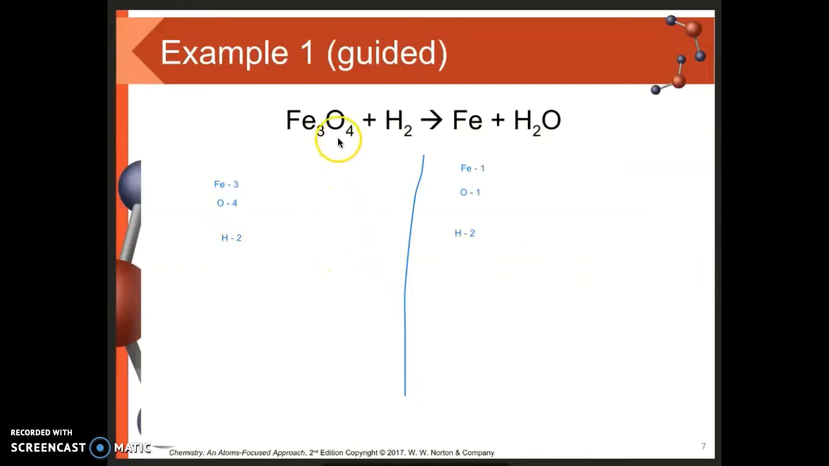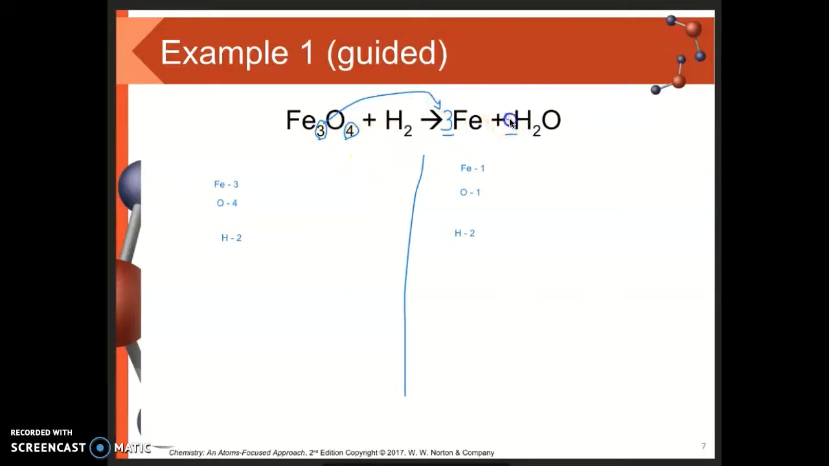Now, one trick I can give you automatically: if we see compounds that have multiple subscripts in them, there's usually a pretty good indication that these are going to be used in making coefficients on the other side. So if I see multiple subscripts on one of the reactants or products, I'm going to use that to balance the other side automatically. So there are 3 irons in this compound. I'm going to make this a 3, so that subscript is going to come over and make a coefficient over here. I have 4 oxygens.